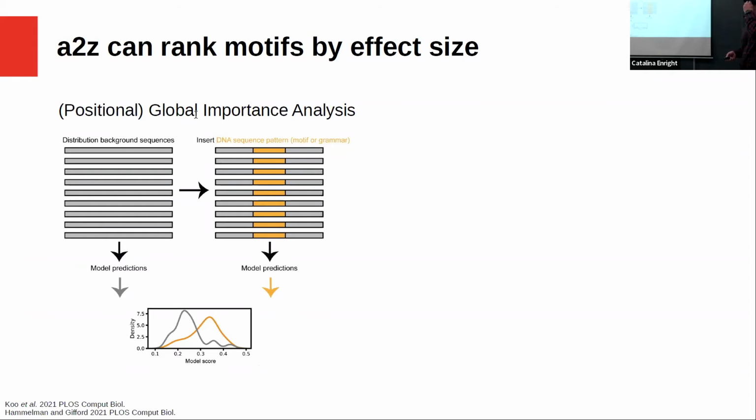Then I embed a JASPAR motif, which is a database of about 530 plant TFs, and I just ask the question, what's the difference in prediction? I do this for all 1,000, and I take the pairwise differences and average that. Then I embed the motif at all possible positions and take the maximum of that. That's my maximum global importance score for a given TF in a given species, in a given chromatin state, accessibility or methylation. And I can rank these TFs by that value.